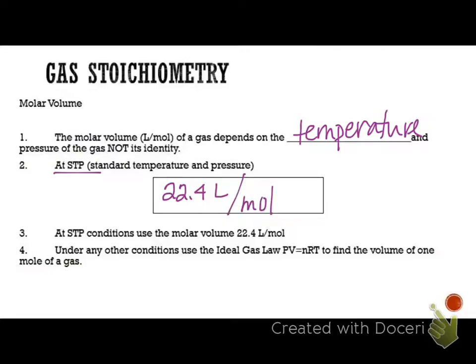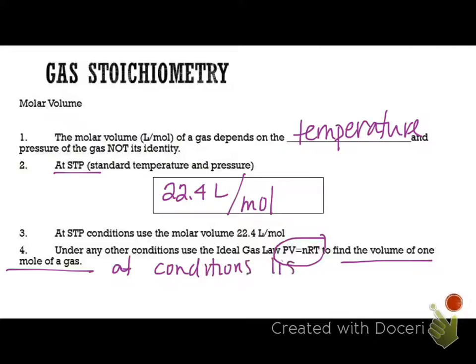So if we see a problem and they ask us about something at standard temperature and pressure, it's easy because we're just going to use that 22.4 liters per mole, like we did in regular stoichiometry, because we assumed it was all standard conditions, STP conditions. However, if it's not at STP conditions, we're going to have to use the gas law, PV equals nRT, to find the volume of 1 mole of gas at the conditions listed. So let's do one of each, and then this lesson is going to be done for today.